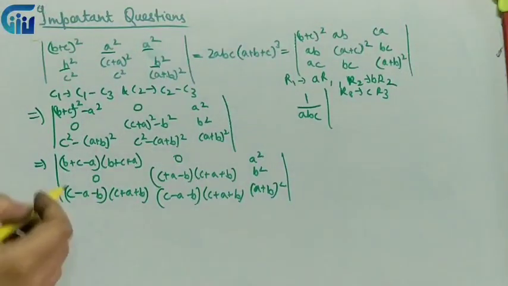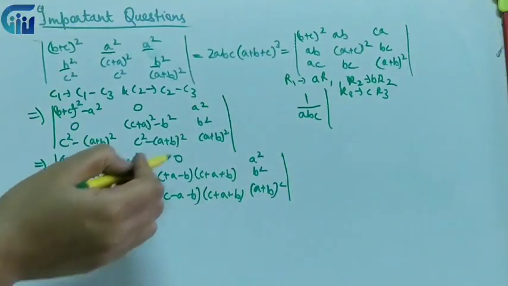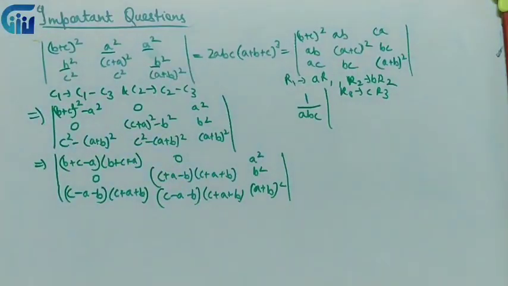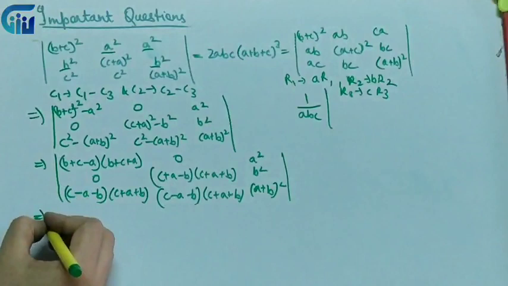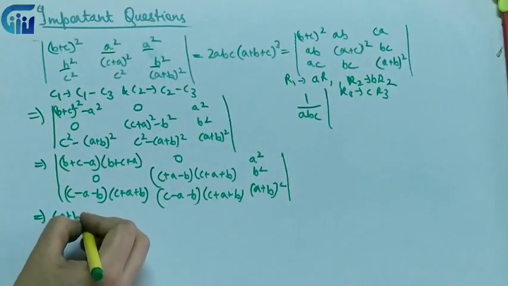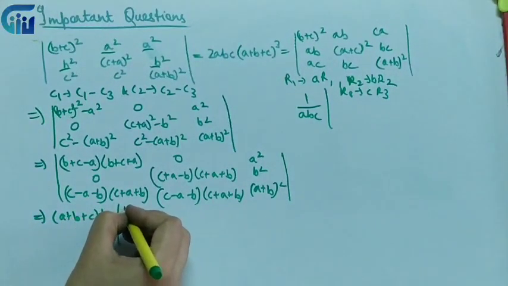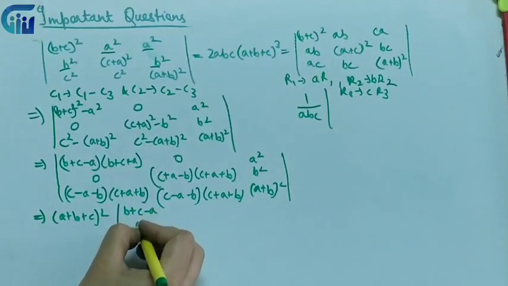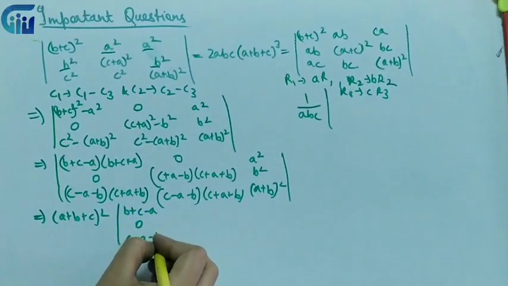So now what I'll do is, I'll take a plus b plus c common from here. Similarly, I'll take a plus b plus c common from here. So we can take it common from two columns. That is why what I'll have is (a plus b plus c) whole square. So this will be b plus c minus a. This is 0. This is c minus a minus b.